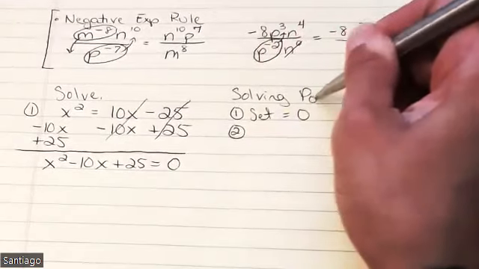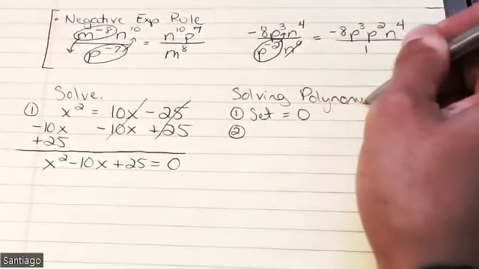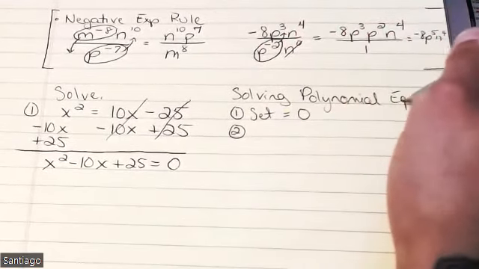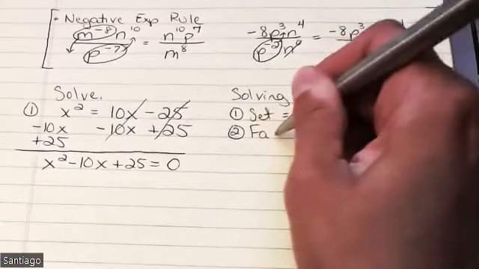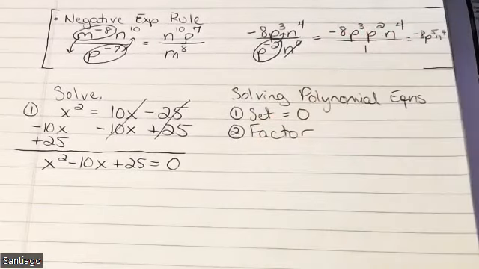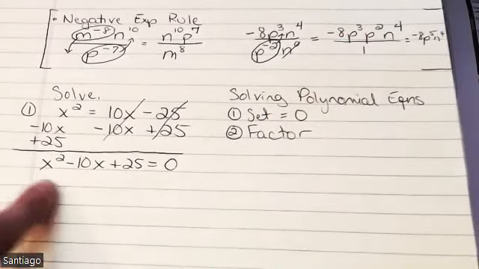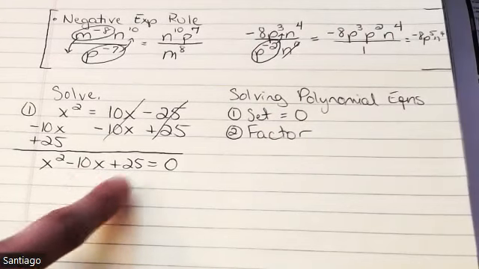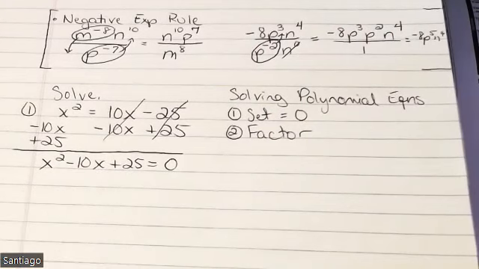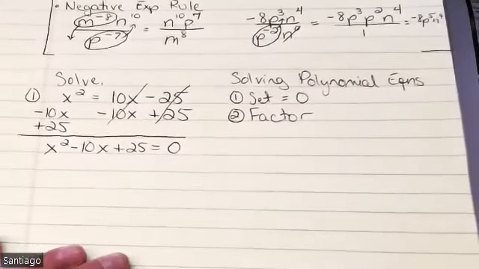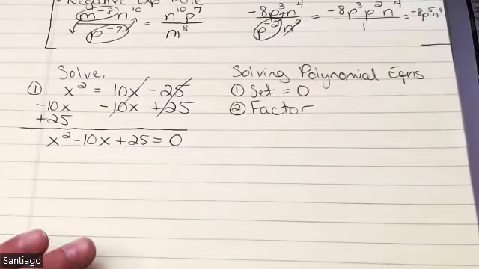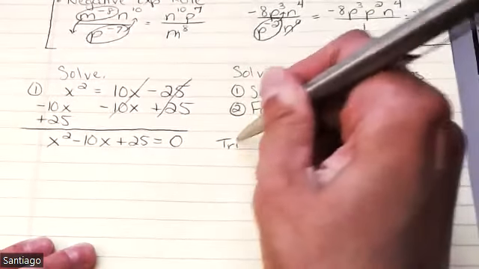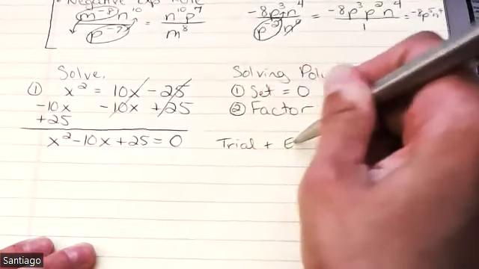So solving polynomial equations. What was that second step? Factoring. Yes. So let's go through this process of factoring. I'm looking at this trinomial. Does anyone know the name of the technique that we're going to use to factor? Trial and error. Trial and error, yes. So we're going to go ahead and use trial and error.